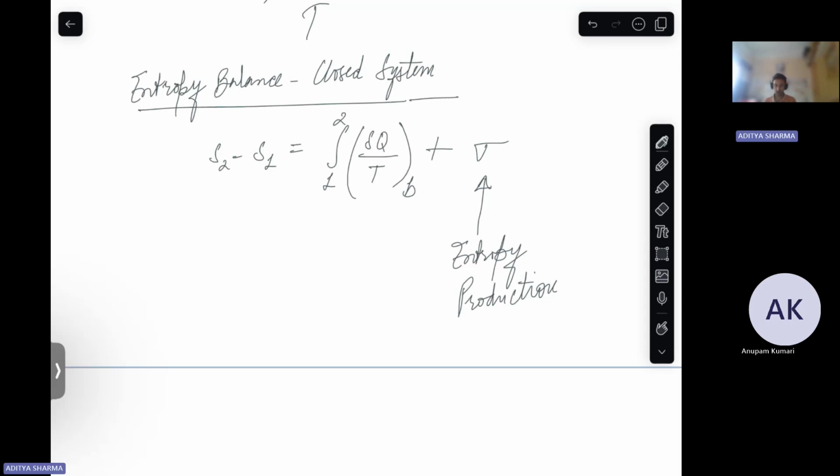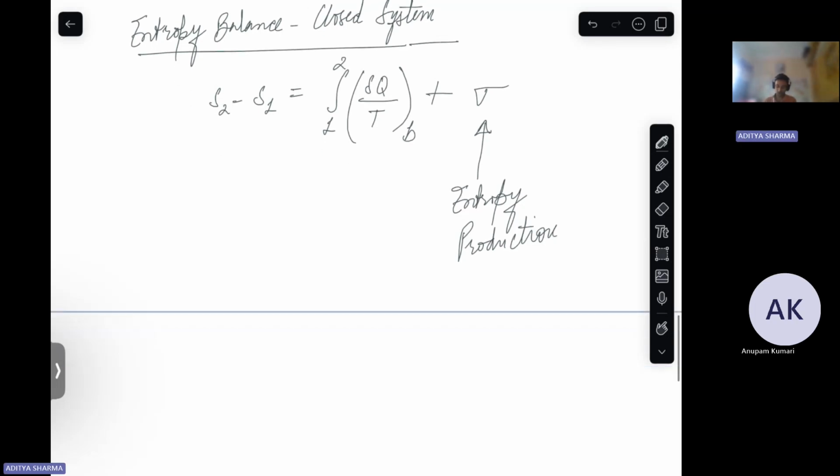And the other term is for your heat exchange across your boundaries. Okay, boundary of the system. So this way we balance the entropy for our closed system.